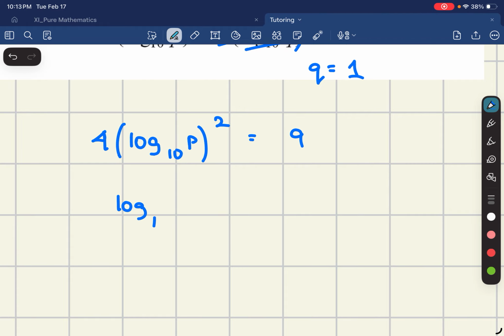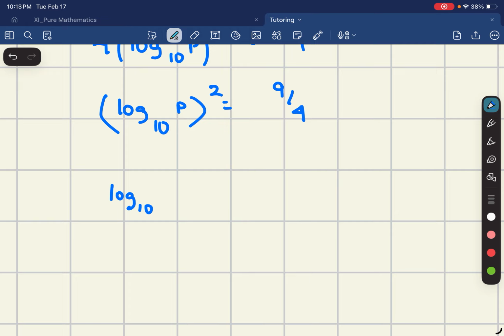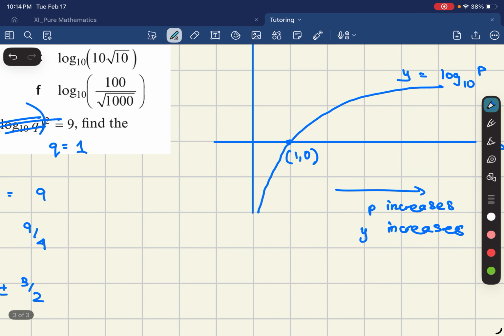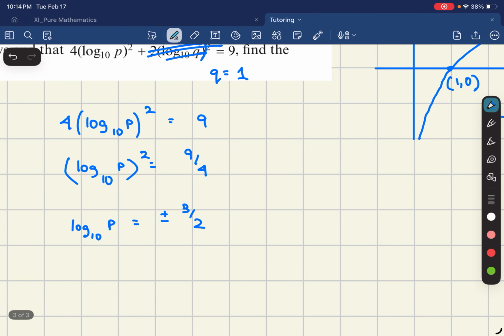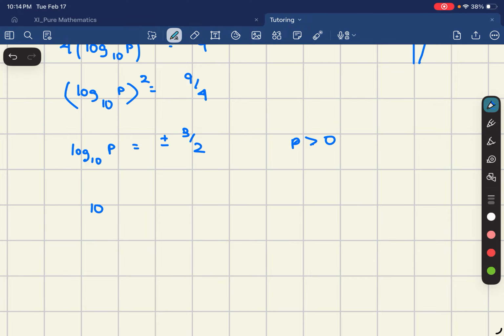So log base 10 P squared is going to be 9 by 4. And log base 10 P is going to be plus or minus, if I take the square root of both sides, 3 by 2. However, I want my P to be positive, which it always is, because P is always greater than 0, right? So what is the greatest possible value? Well, I can say that it is 10 to the power 3 by 2 is equal to P.